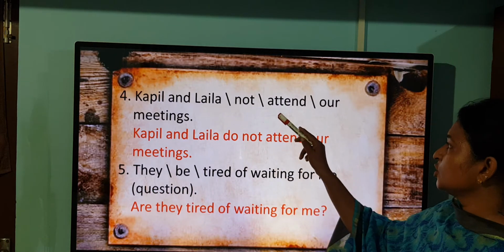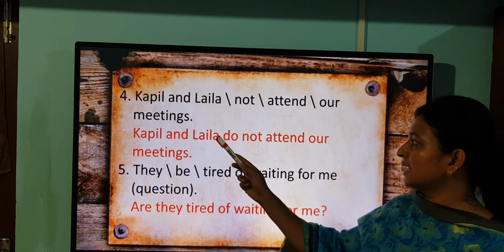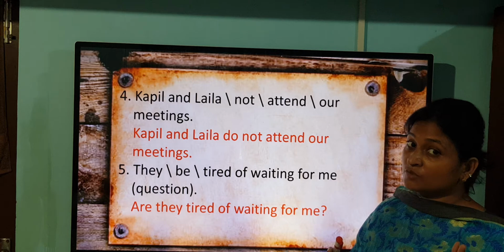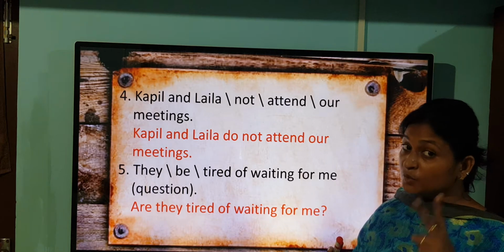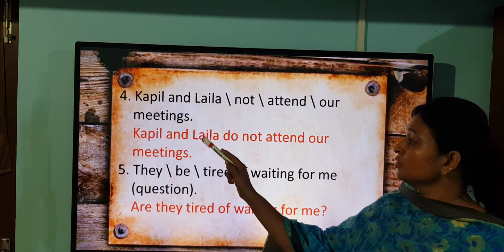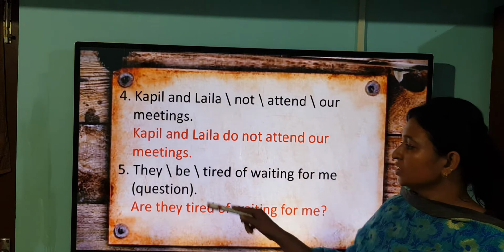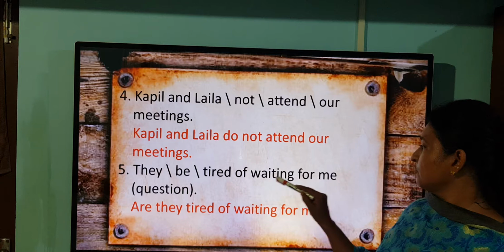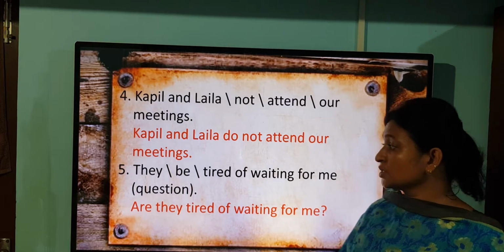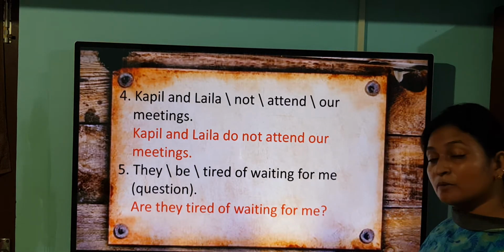Kapil and Leila not attend our meetings. Kapil and Leila do not. Why do we have to use do? Because they are in plural form. There are two people. So, do not attend our meetings. They be tired of waiting for me. Again, you have to ask a question. So, are they tired of waiting for me? Question mark.